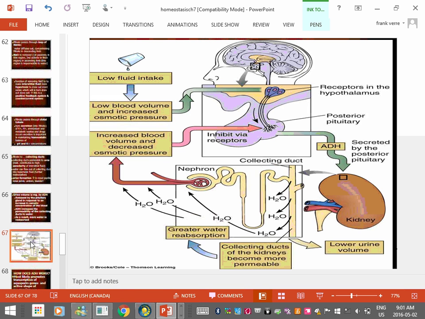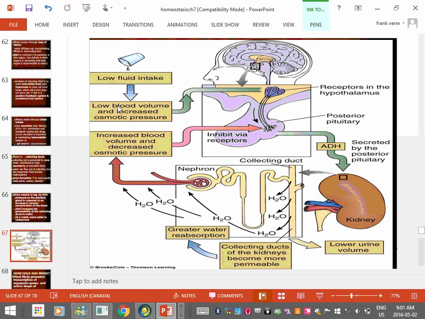So something in your body has to, just like we talked about thermoregulation, there's got to be a detection system, right? Well, again, it's in your brain. So how does it work? This shows you. The idea is this.